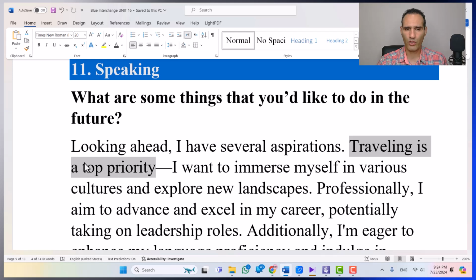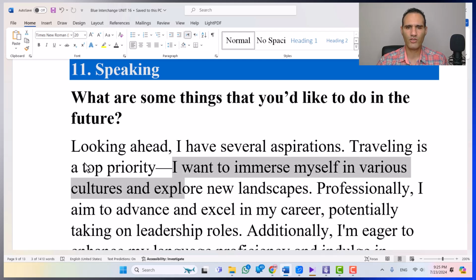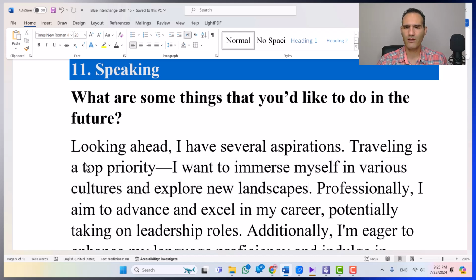Traveling is a top priority. This is the first support. The dash means explanation. I want to immerse myself in various cultures and explore new landscapes. So, about traveling, this is the support. Immerse means I want to dive fully.